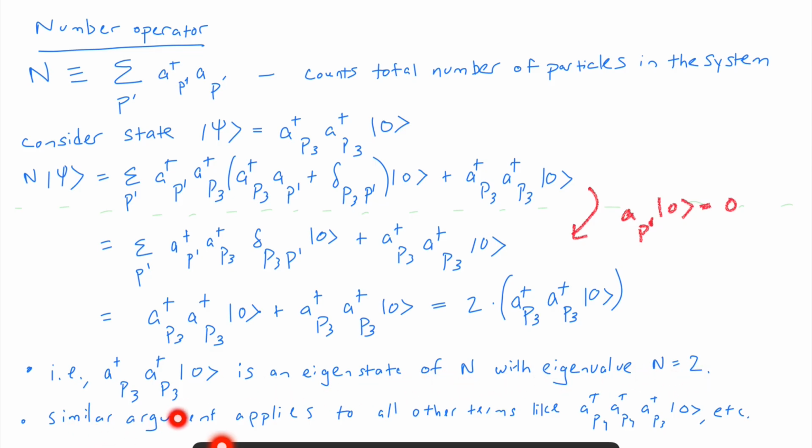And you can apply the same argument if you want to just play around with the math, which is good practice. You can create other states like a dagger p3 with a little bit of a different state, a dagger p4, a dagger p4, and you'll get terms like 3 for that. You'll find that this whole thing is an eigenstate of n, with the number eigenvalue equal to 3 in this case. So this thing is considered to count the total number of, quote, particles in the system, and we'll talk about what that means in a second.